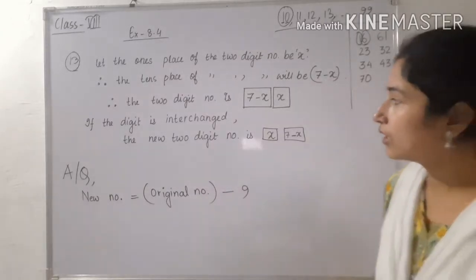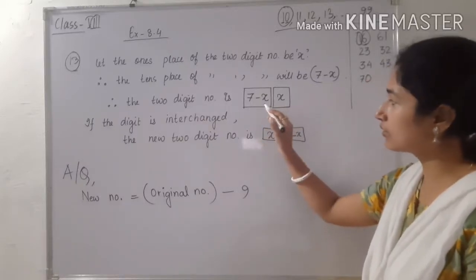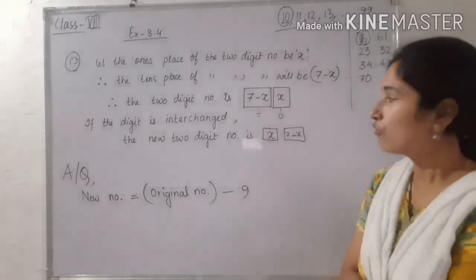Okay, so now see, the two-digit number looks like this one. This is in the tens place, and this is in the ones place. Just follow this.